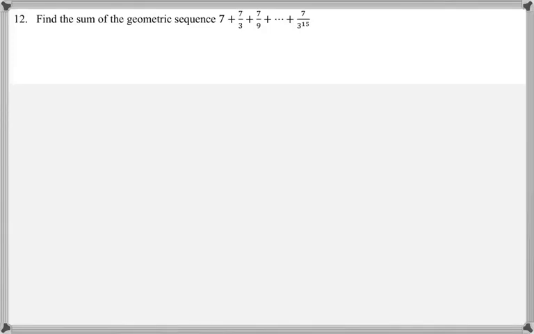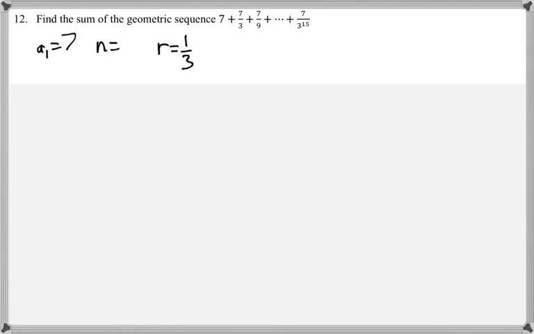Question number 12 wants us to find the sum of the geometric sequence. Whenever they say find the sum of the sequence, that's really the same thing as finding the series. So we can use our series formulas here. So my first term A1 is 7. My n, I'm going to come back to that. My r is 1 over 3.